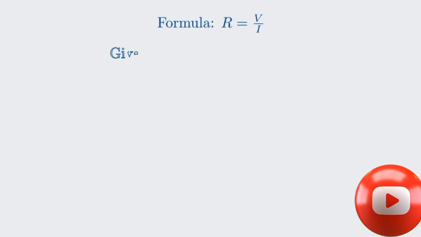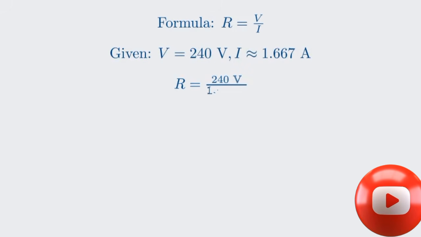We know V is 240 volts, and from our first calculation, we found the current I to be approximately 1.667 amperes. Now, it's generally best practice to use the more precise value for intermediate calculations to avoid rounding errors. So we'll use 1.667 A. This gives us R equals 240 divided by 1.667.